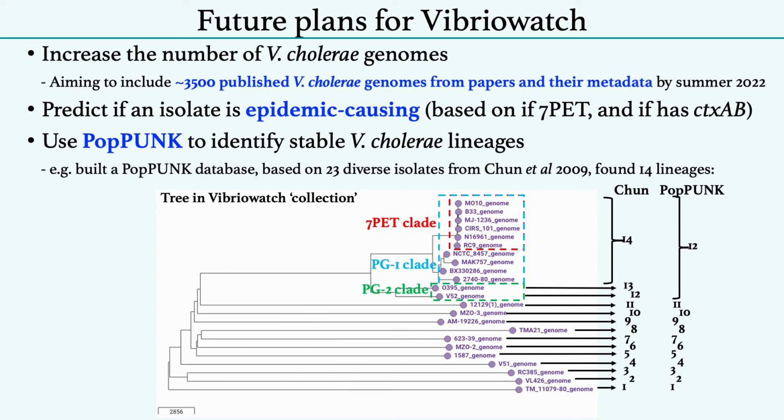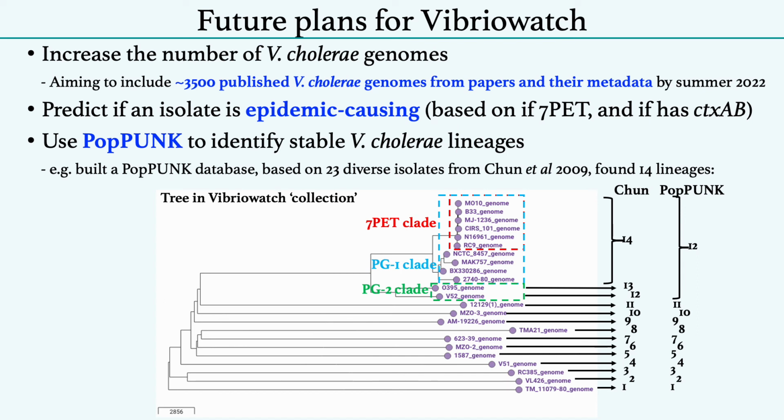Another feature that we are hoping to add soon to Vibrio Watch is to use the PopPunk software to identify Vibrio cholerae lineages. PopPunk is a software which has been successfully used among the Streptococcus pneumoniae research community to identify lineages based on genome data, and then to enable researchers to name lineages and to assign newly sequenced isolates to known lineages or to a new lineage. We are currently investigating using PopPunk for Vibrio cholerae.